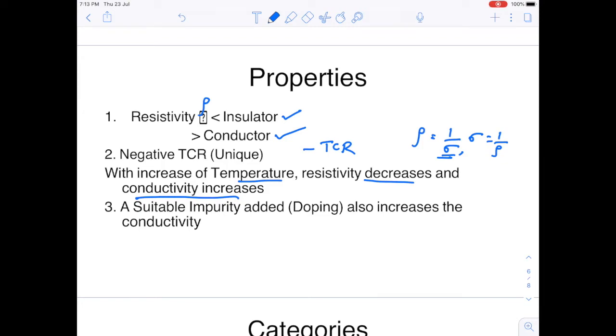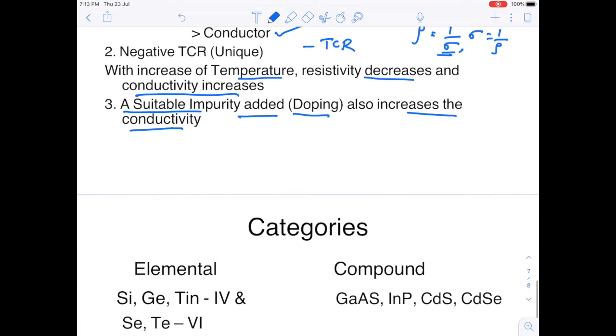Adding a suitable impurity, that is doping, also increases the conductivity. I told you that we can control the electrical signals and control conductivity, and that is by increase of temperature or increase of impurity concentration. We will discuss them in detail later on.